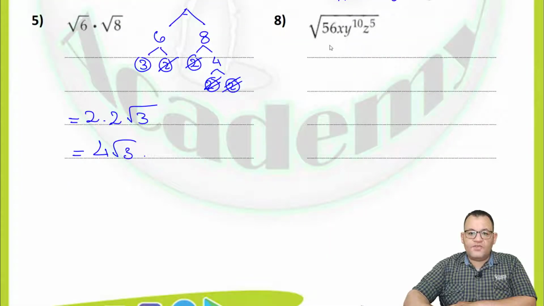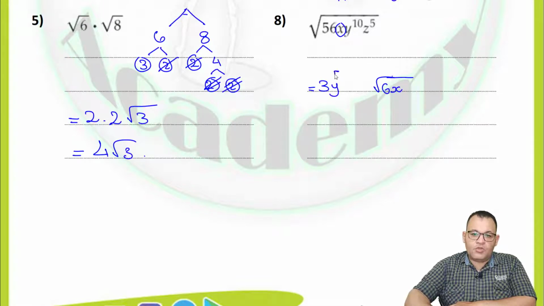The square root of 56. As we said before, the square root of 36 equals 6. So 3 outside and 6 inside. And now we have x. x is a single number, just leave it. Just take the power which can be divided by 2. y to the power 10, because we can divide 10 by 2, so we have y to the power 5. The power is odd, don't forget to write it inside the absolute value.